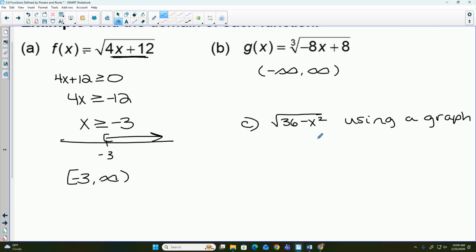What if I told you to find the domain of this using a graph? All right, several of you have graphing calculators there. I want you to plug in the square root of 36 minus x squared. Grab a graphing calculator if you need to. See what that graph looks like. If you don't have a graphing calculator, get one. What's the graph look like?